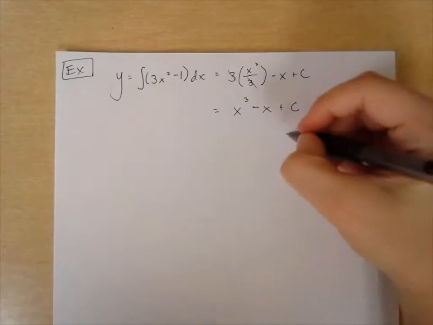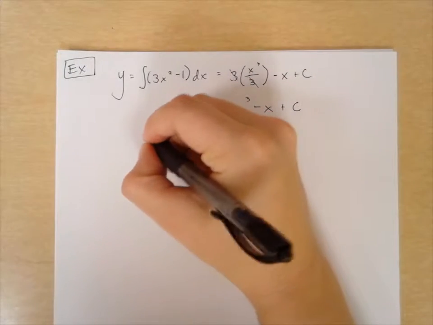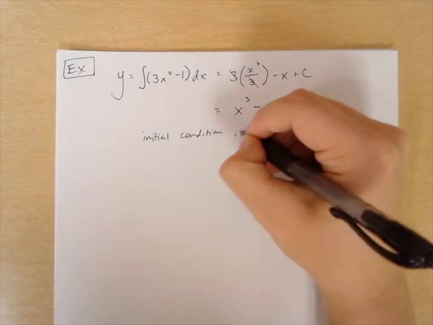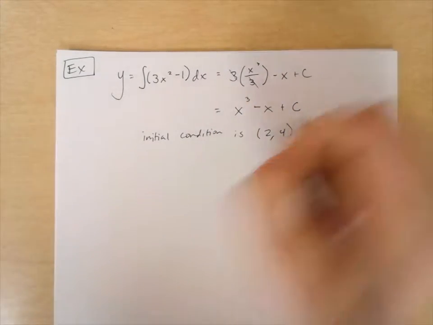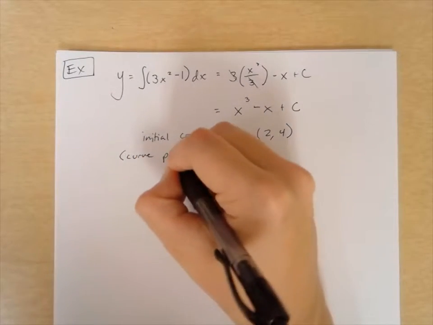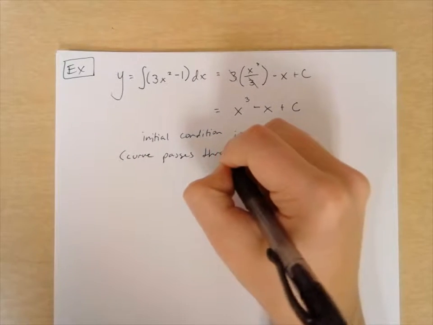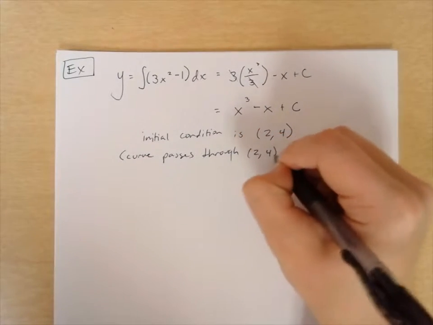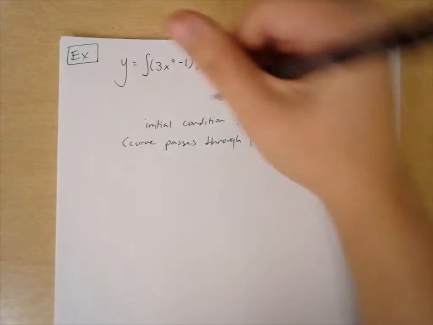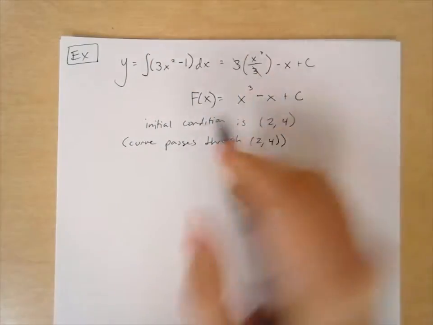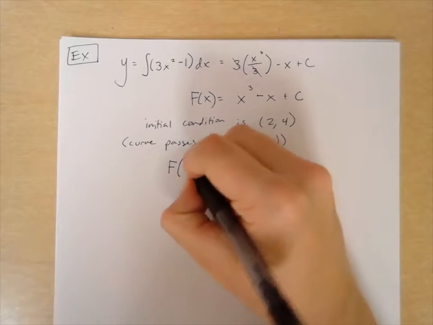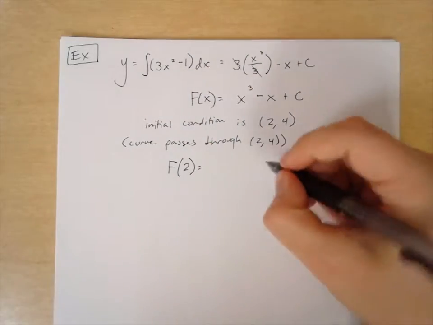Now, let's put an initial condition to this. So let's say that we have an initial condition that is the point (2, 4). Right? And again, what that is really saying is that the curve passes through (2, 4). And here's what we do with that information. Remember, this is like saying big F of x equals this. So we want to find out when F of 2 equals 4.